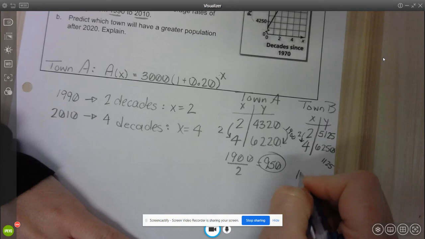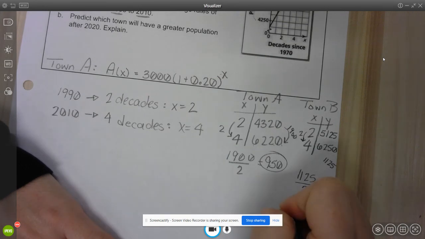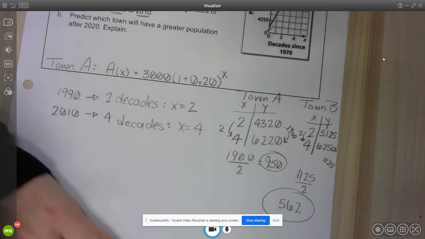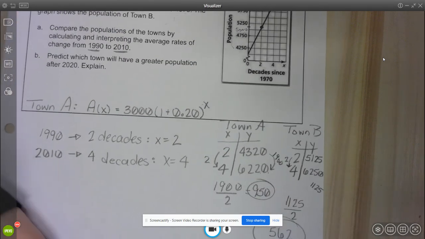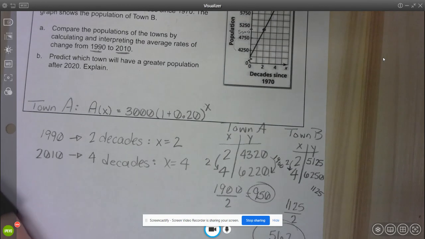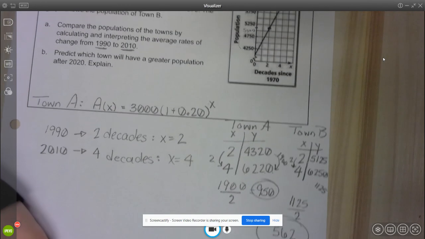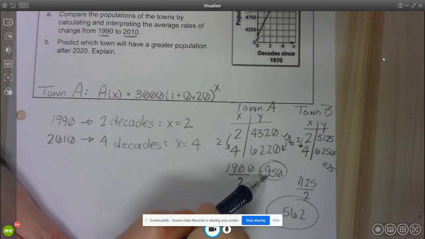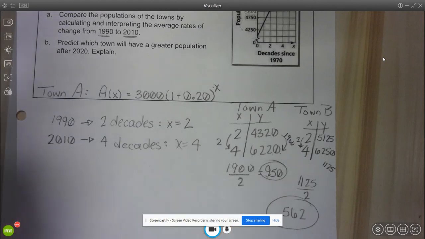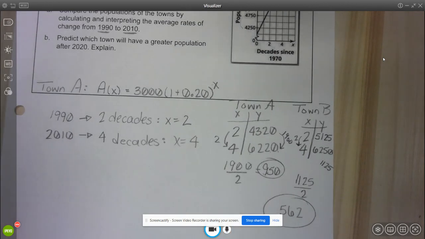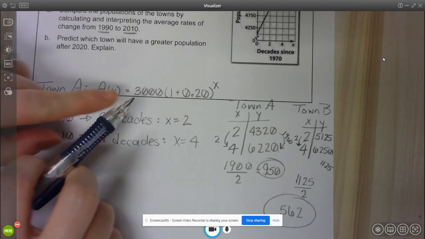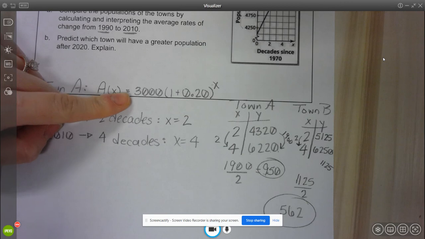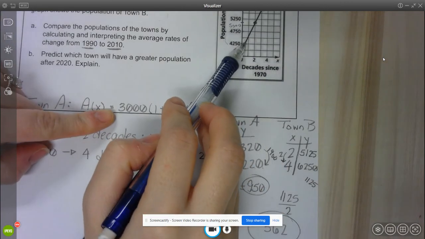And again, oh, my document camera froze. Can't have a decimal, so this is going to be 562-ish. So the average rate of change for town A is 950, and for town B, it's 562. So based on that jump, town A has a larger average rate of change for that initial interval that we were looking at. I also noticed that town A represents an exponential function and town B represents a linear function.